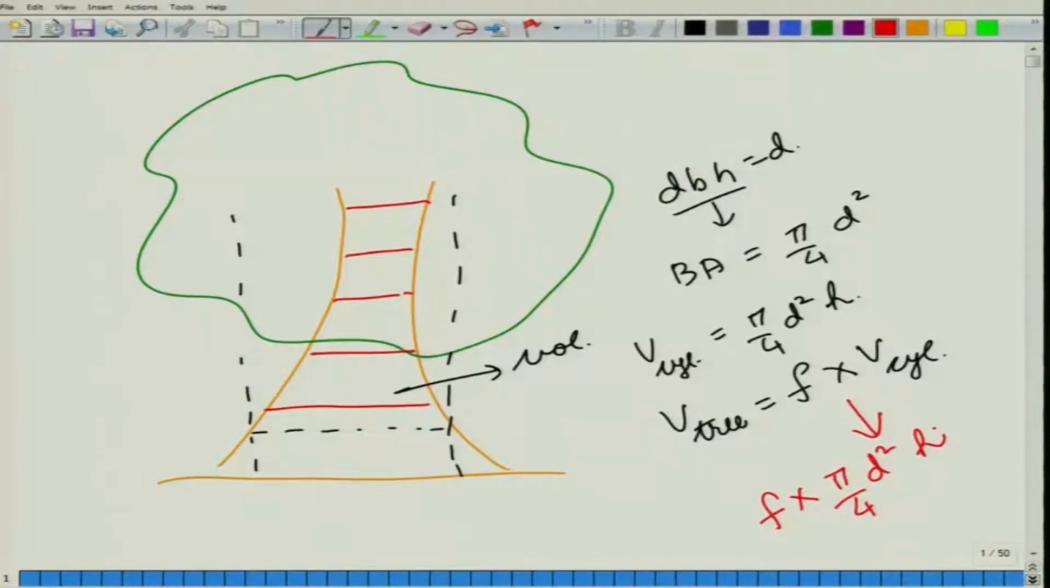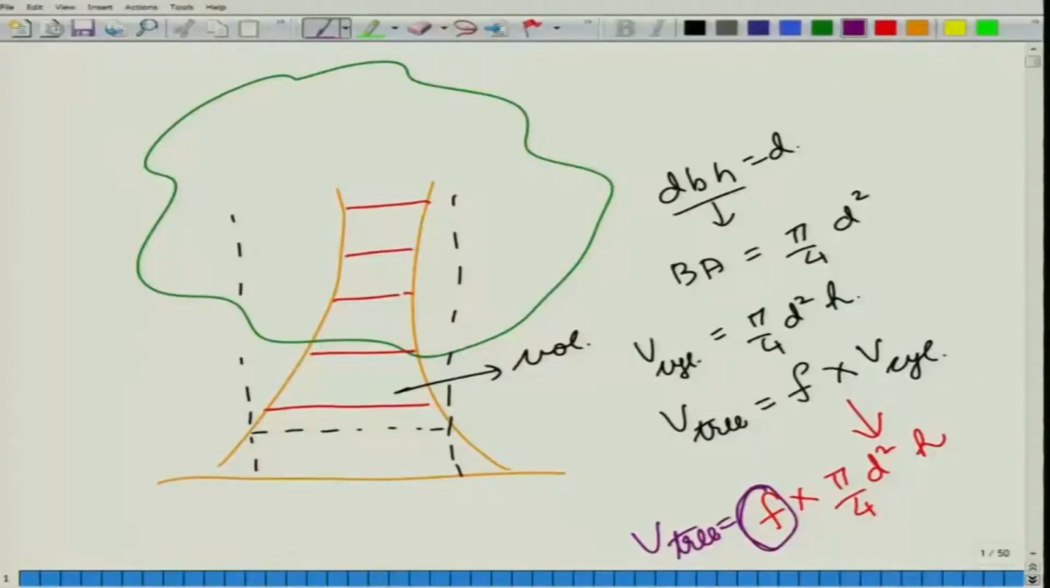So, what all things do we require to find out the volume of the tree? We need to know the f. F is the form factor that is given by the taper of the tree. So, for instance, if this tree had a bole that was completely cylindrical, its form factor would be 1. If its bole was in the form of a cone, then the form factor is 1 by 3. So, depending on its taper, we will have a value of f.